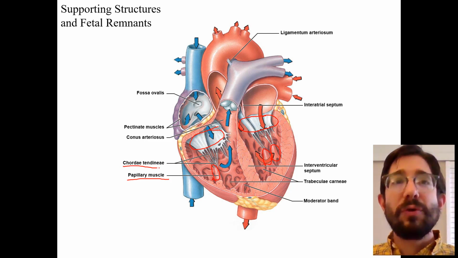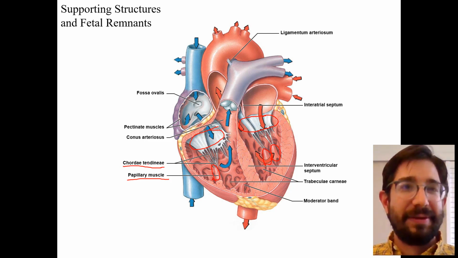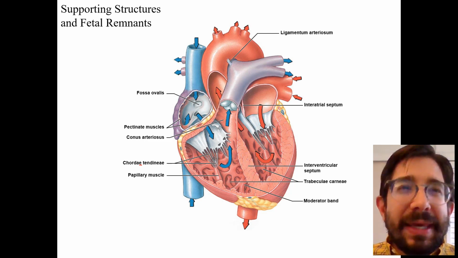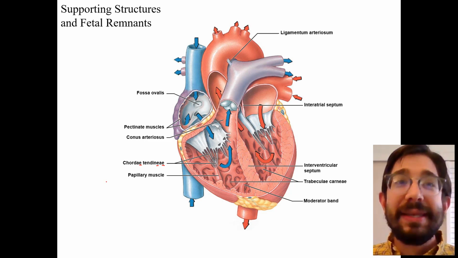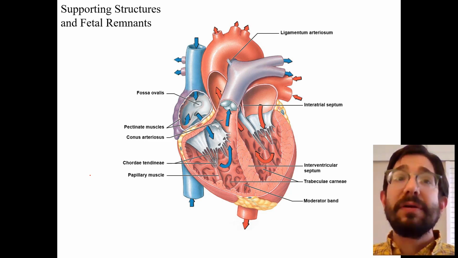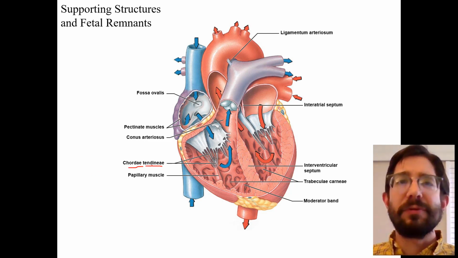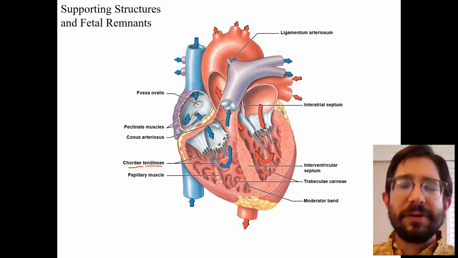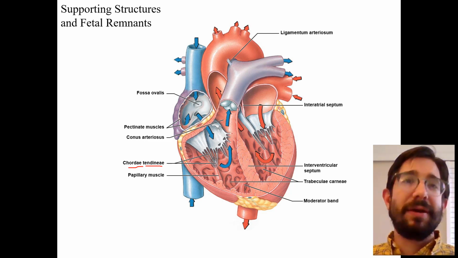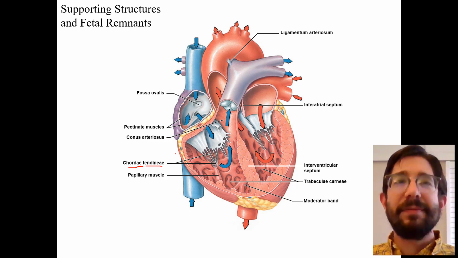They're attached to chordae tendineae. Chordae tendineae. So those are heartstrings or tendinous cords for a literal translation. So here's what we got going on. Heartstrings attached to these little muscles only on the AV valves. And we'll talk about why that is on the next slide.